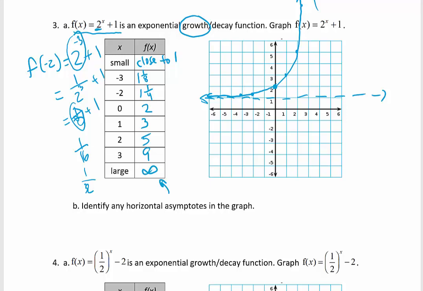Okay, part B, identify any horizontal asymptotes in the graph. I think we've already done that. That's the graph right here, y equals 1. Notice that was this line right here. This line going across there is y equals 1.